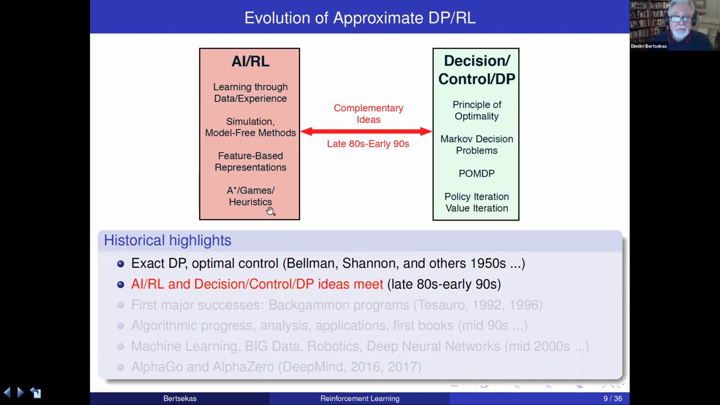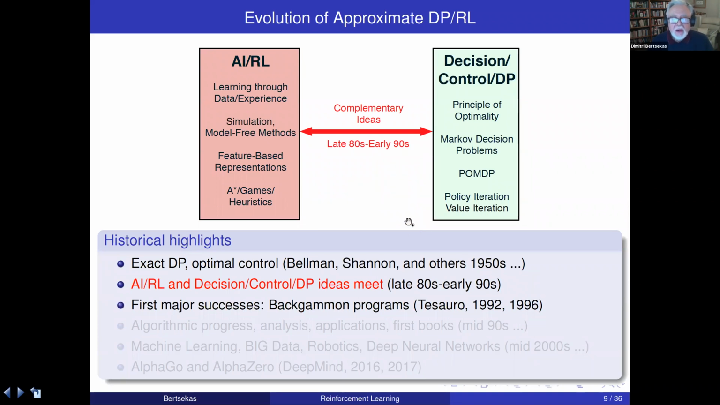Now, the reinforcement learning side has some very important ideas to contribute in this union. The idea of simulation was very important. The idea of using methods that did not have an explicit mathematical model. Representations using features and neural networks, various heuristic ideas. And these were combined with the mathematical ideas of decision and control, the principle of optimality. We're going to mention this a little later. Markov decision problems, policy iteration, value iteration, and so on.